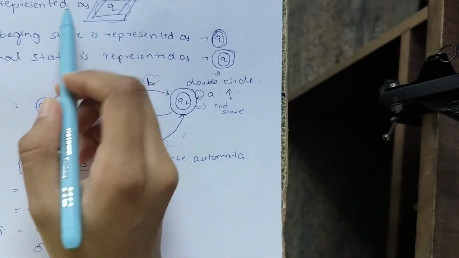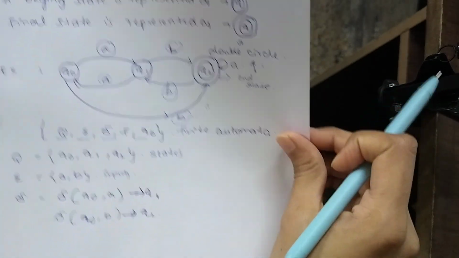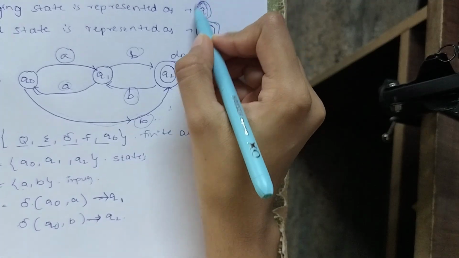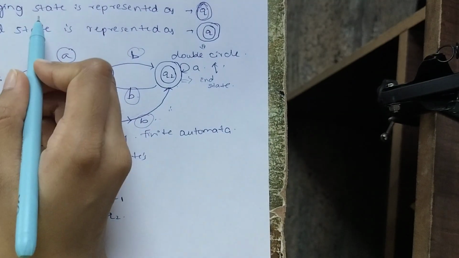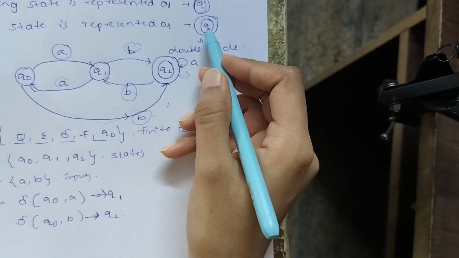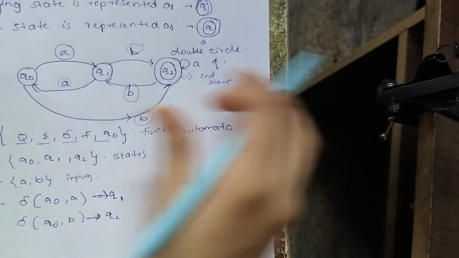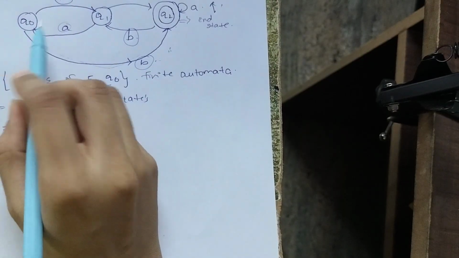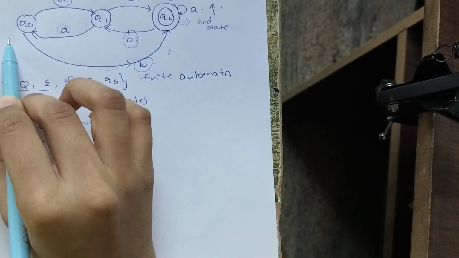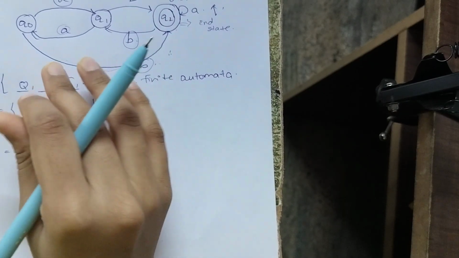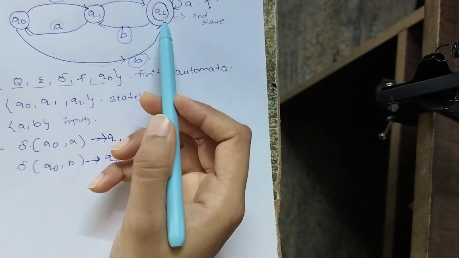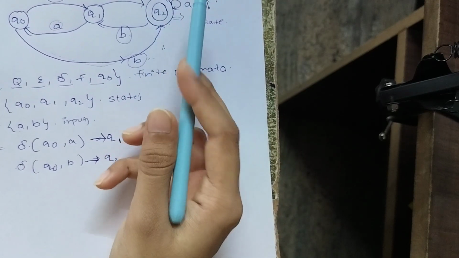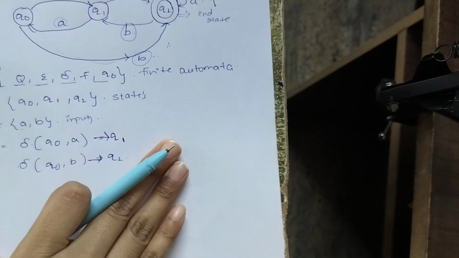So in this graphical representation a single circle is represented as a begin state and the double circle is called a final state. In this example q0 and q1 are normal states, q0 is the initial and q1 is the intermediate state, and q2 is double circled, so it is called the final state.